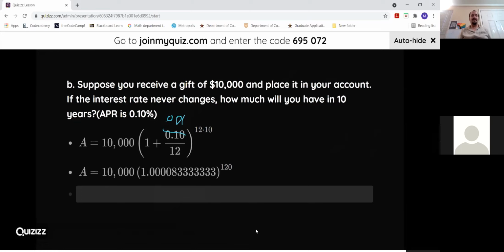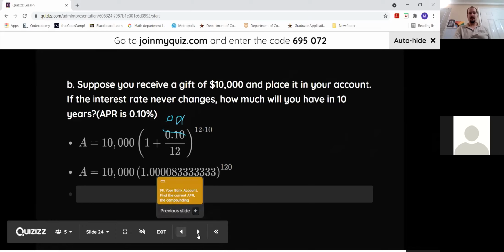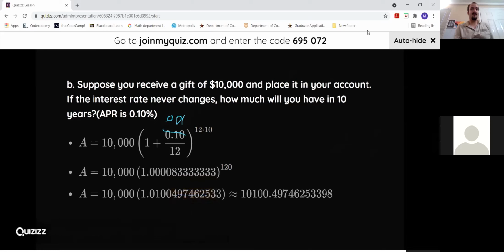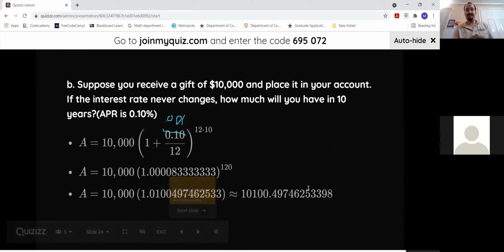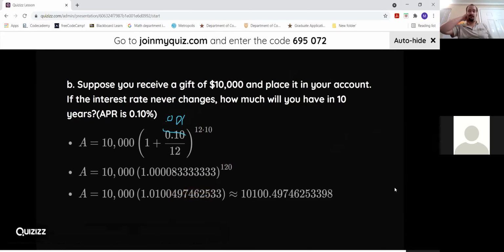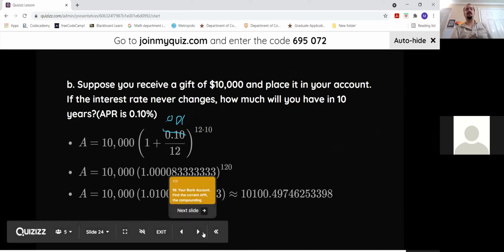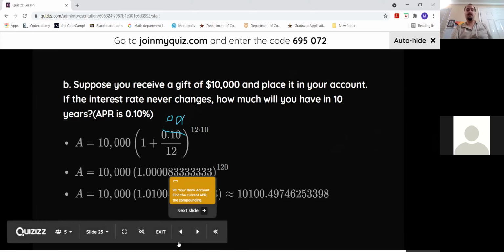All right, you should get that number. We'll raise this number to the 120, multiply it by 10,000. That should be where we're getting the 10,100. Any questions about this?